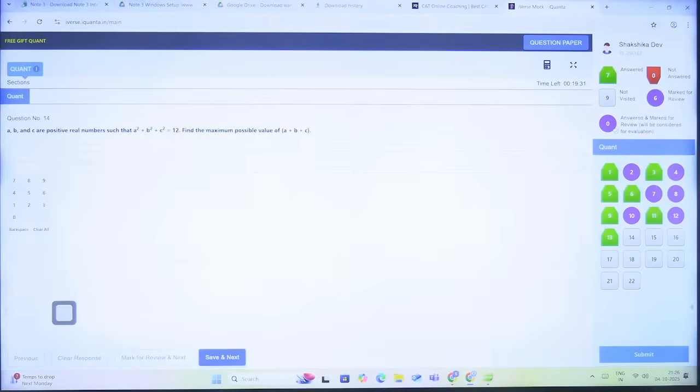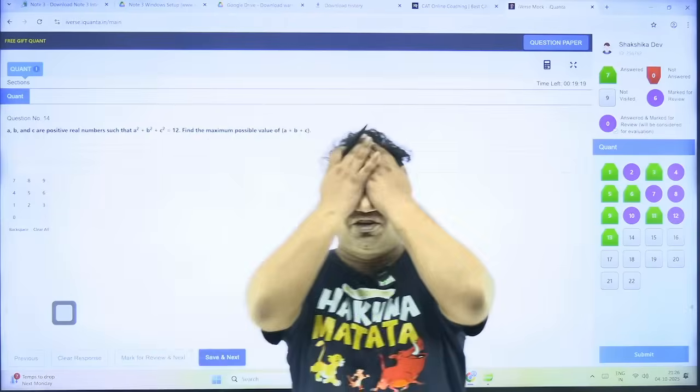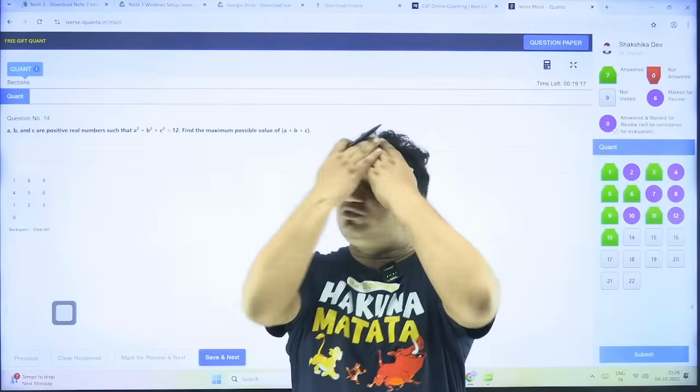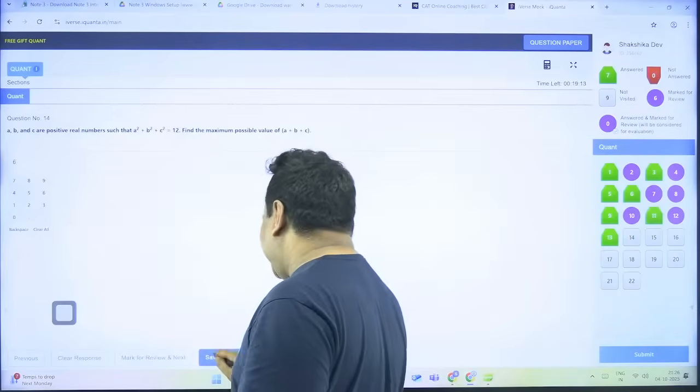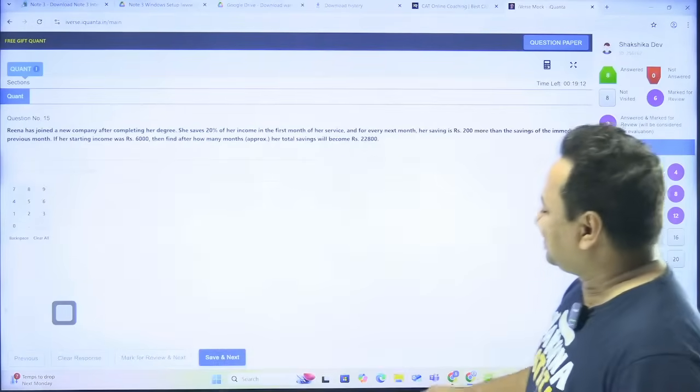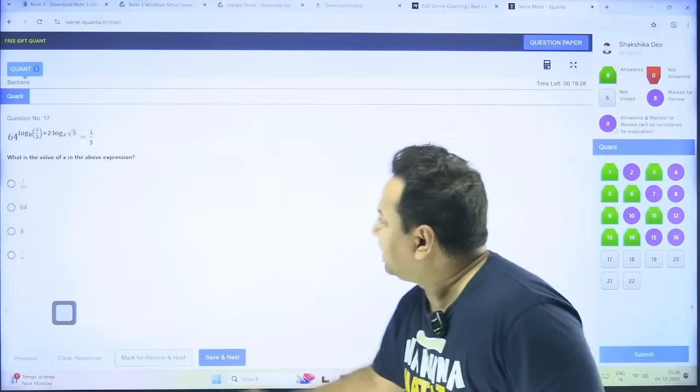20 minutes more. Okay, a, b, c are real numbers such that a square plus b square plus c square is equal to 12. Find the possible value of a plus b plus c. We have to maximize it, so make a square, b square, c square 4, 4, 4 each, so a, b, c are 2, 2, 2, and the answer is 6. I just love this. Questions like this excite me, I got the answer at first sight. Next, remove this one, let's look ahead.